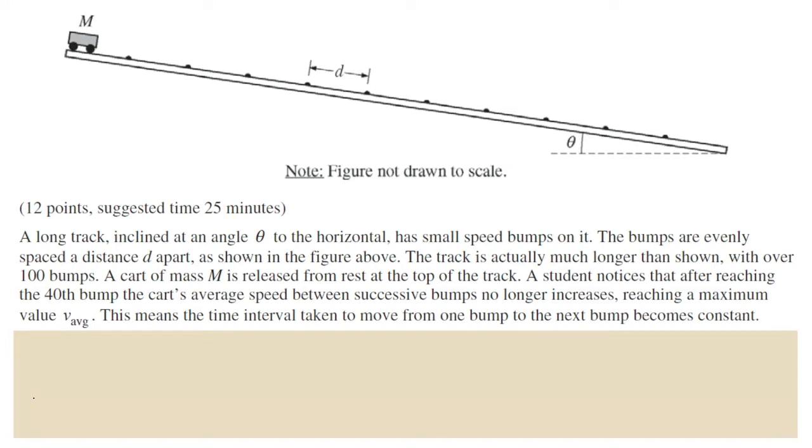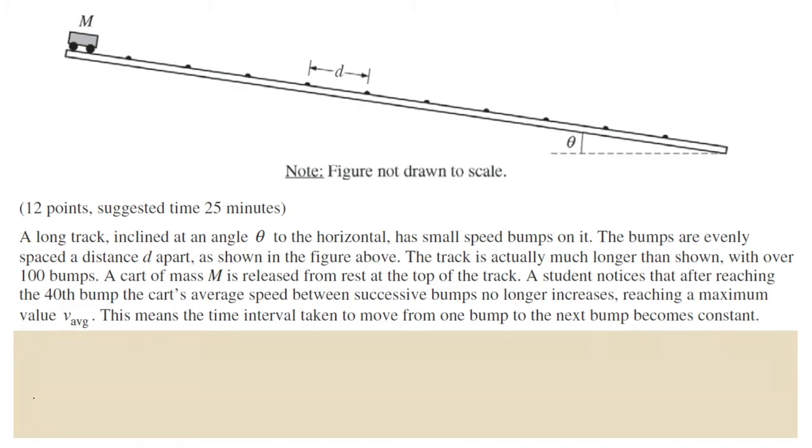the horizontal has small speed bumps on it. The bumps are evenly spaced a distance d apart, as shown in the figure above. The track is actually much longer than shown, with over 100 bumps. A cart of mass m is released from the top of the track. A student notices that after reaching the 40th bump, the cart's average speed between successive bumps no longer increases, reaching a maximum value v average.